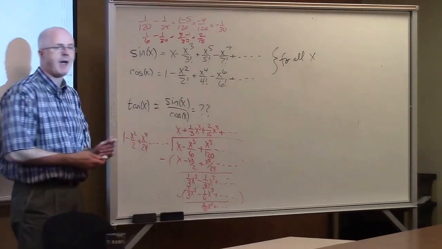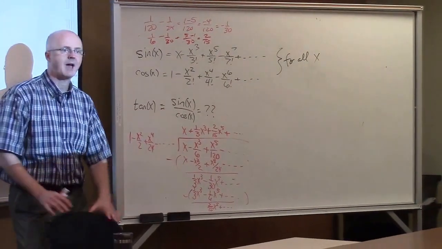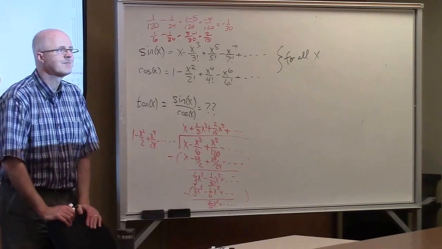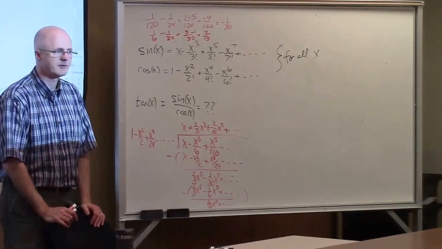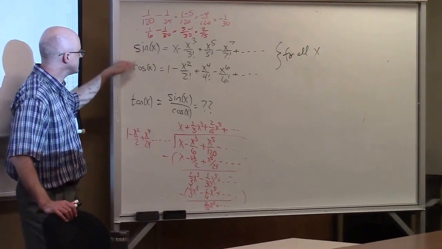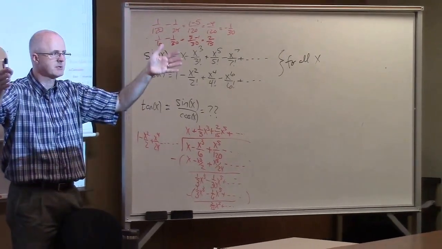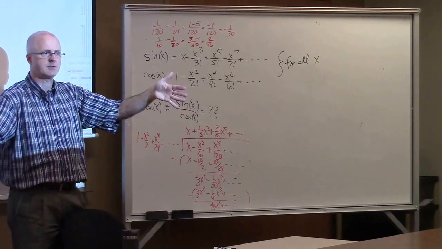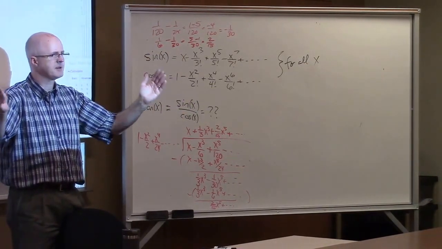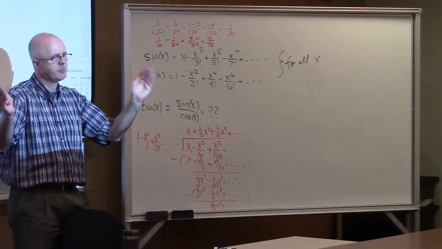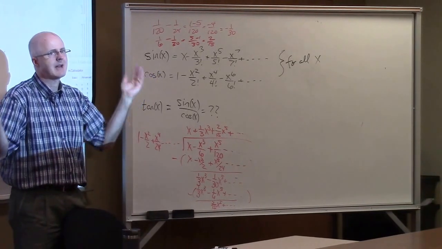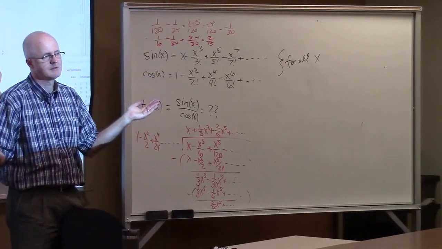Again, it's not clear what the pattern would be, if there is a pattern for the coefficients. It's also not clear what the interval of convergence would be. The interval of convergence for these was the entire real number line. It can't be for tangent. I mean, you've got vertical asymptotes at pi over 2 and negative pi over 2. Perhaps the interval of convergence is negative pi over 2 to positive pi over 2, but that's not obvious that that will happen.